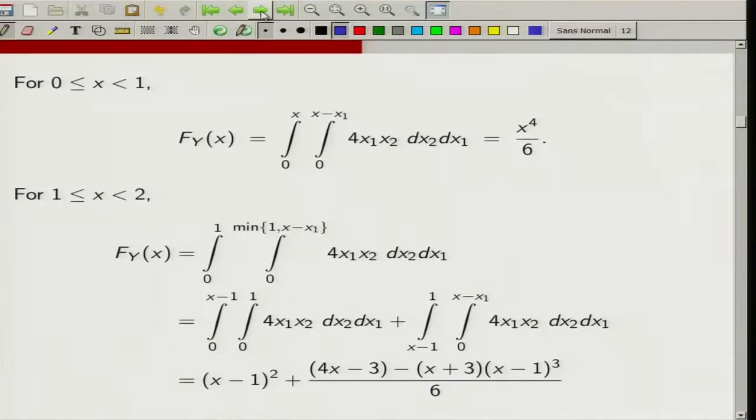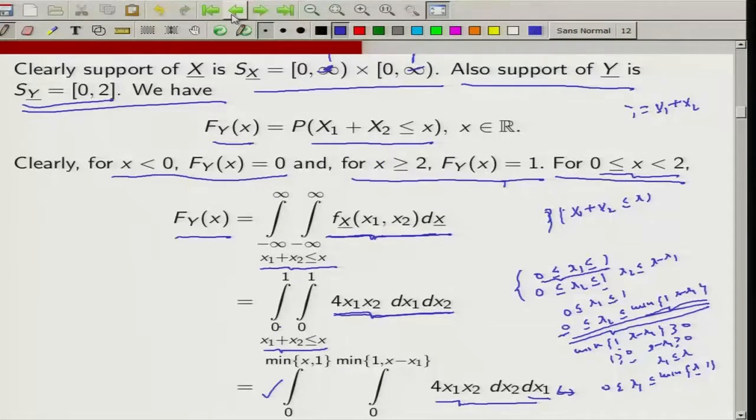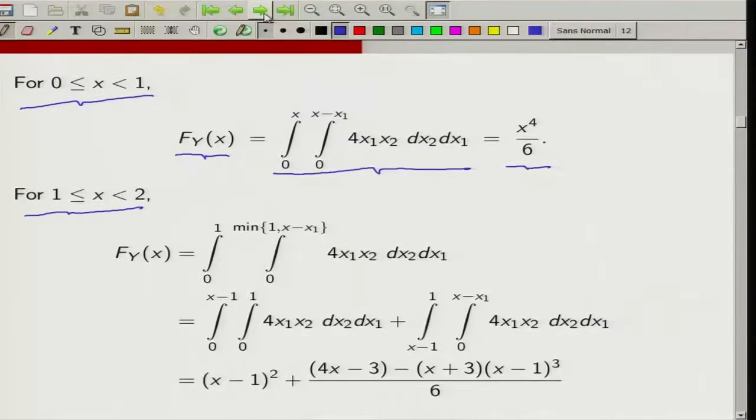So, when x is between 0 to 1, f_Y(x) turns out to be this, and this integral turns out to be x^4 by 6. Similarly, for x between 1 to 2, if one goes to this integral, then x is bigger than or equal to 1. So, that means 1 is the minimum. So, this range becomes 0 to 1, and this is 1 to x minus x1. So, this range will become 0 to 1 and minimum of 1 to x minus x1.